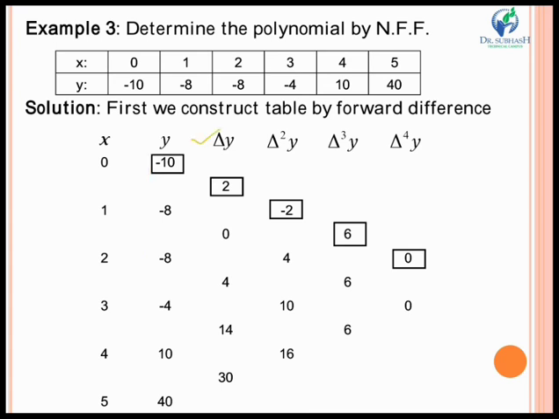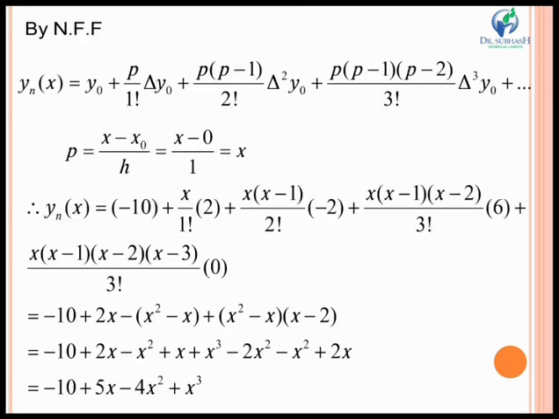Again, delta is second term minus first term. Minus 8 minus minus 10, so minus 8 plus 10, that is equal to 2. Again, second term minus first term. We will construct the table till a single term appears. But here both the terms are 0, so you don't need to go towards delta raised to 5. Now first we will write Newton's forward formula. Okay, now next we have to find p.